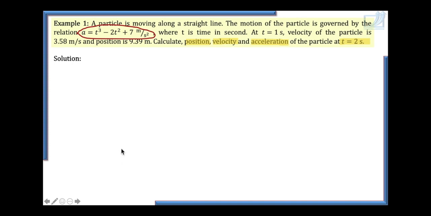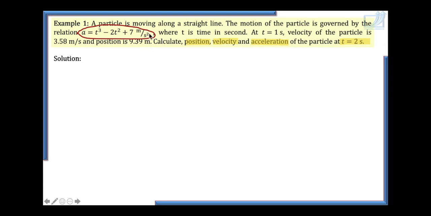Listen, now I am telling you what we mean by an equation of motion. Listen, 4 variables are involved in the study of motion: position, velocity, acceleration and time. A relation between any two amongst these 4 variables, that is an equation of motion.